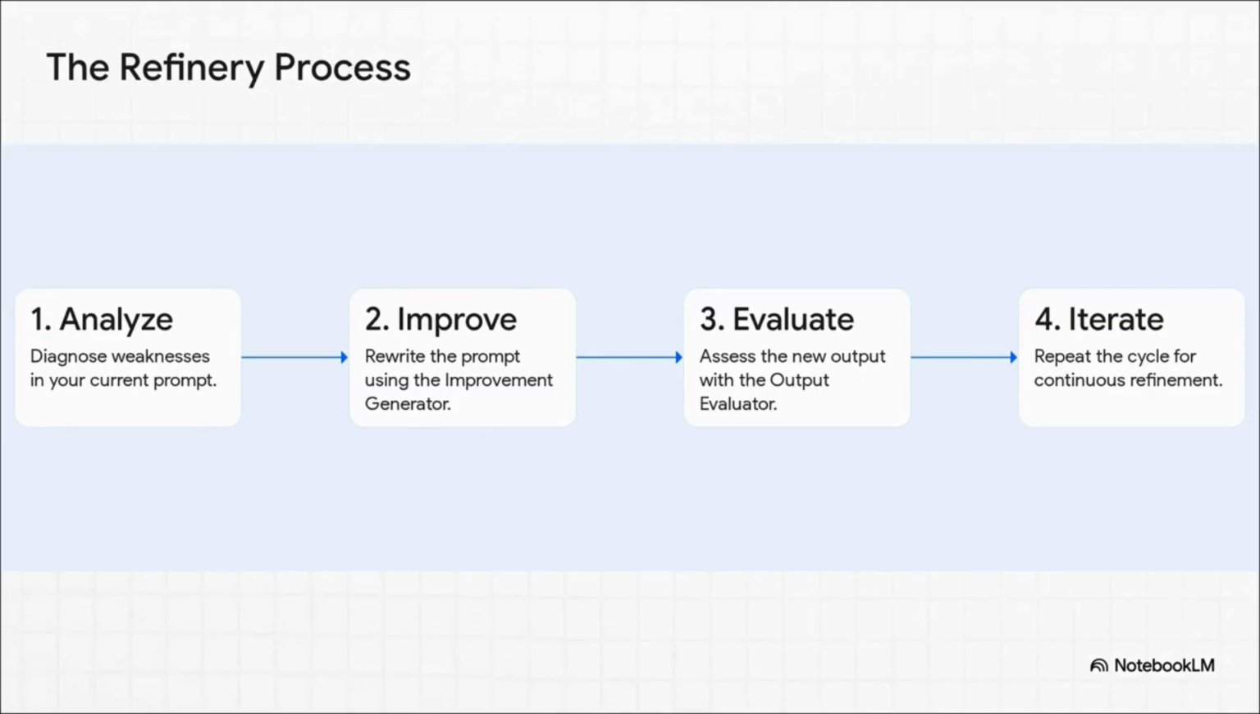And the process just flows so logically. First, you analyze what's wrong with your initial prompt. Then, you improve it using the generator. You evaluate the new output with the evaluator. And then, this part is crucial, you iterate. You use that evaluation to start the loop all over again. Each cycle just makes the final output that much sharper.